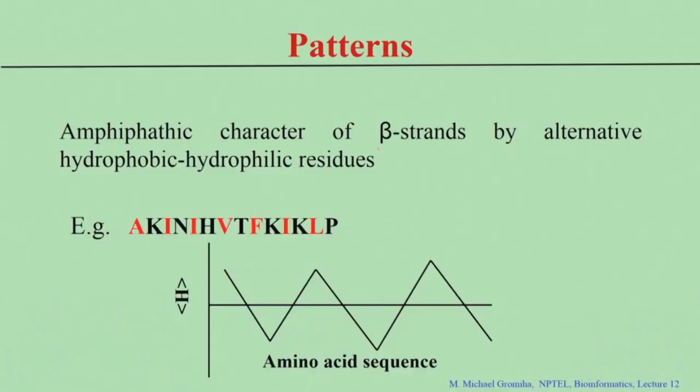This is another pattern I discussed earlier. These are the beta sheets, with amphipathic character. You can see the red one is hydrophobic and the black one is hydrophilic. So, you can see alternating hydrophobicity, and this gives the pattern for the beta strands.